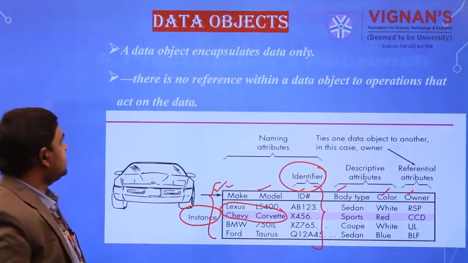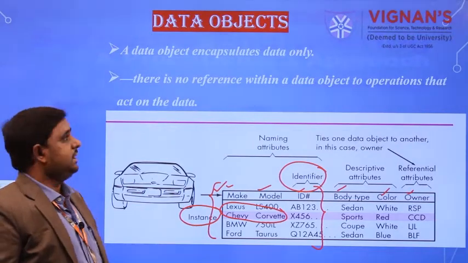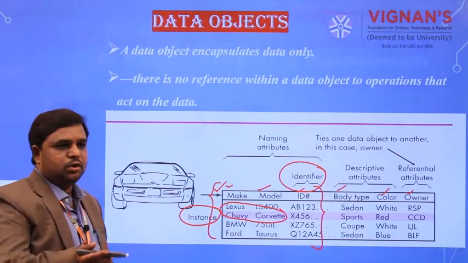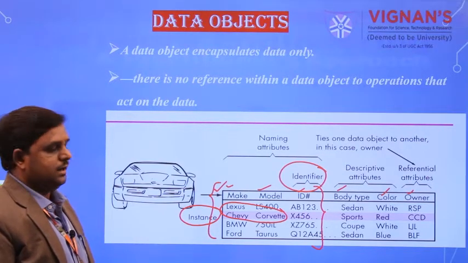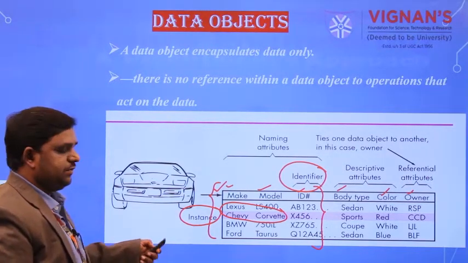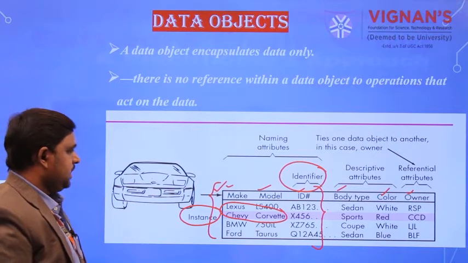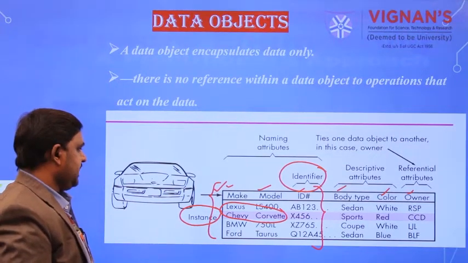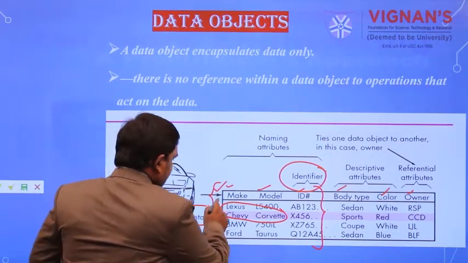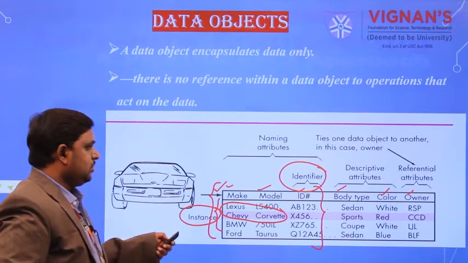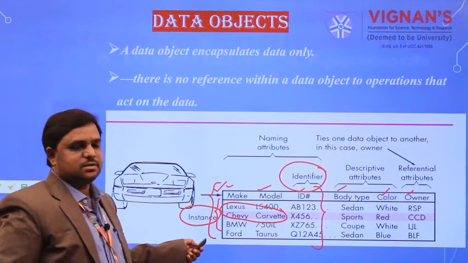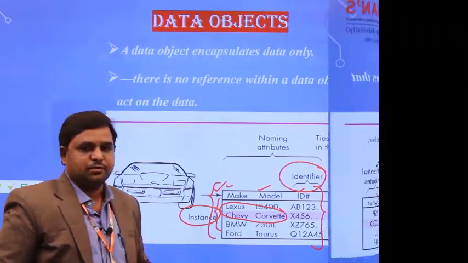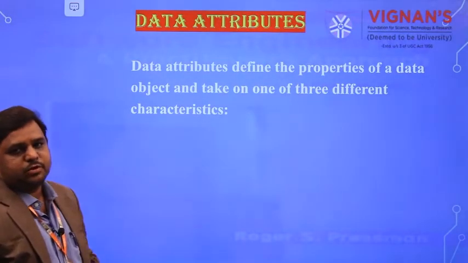In data objects, data is encapsulated, and therefore there is no reference within the data object to operate on that particular data. If you see the diagram, we have different types of attributes, like the manufacturing units of the car. For example, you can see the instance of the object like Chevrolet. Now we will discuss data attributes.